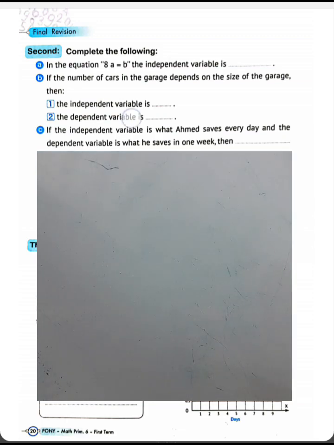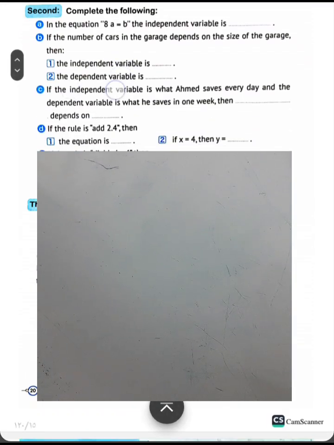Next question, letter C. If the independent variable is what Ahmed saves every day, and the dependent variable is what he saves in 1 week, then space here depends on space. Who can tell me? We know what Ahmed saves in all week. What Ahmed saves in all week depends on what he saves every day.